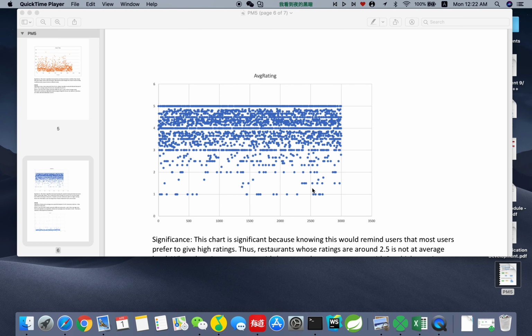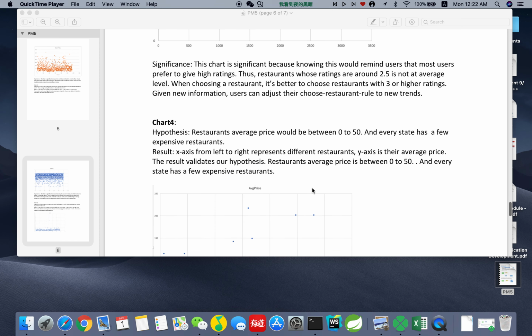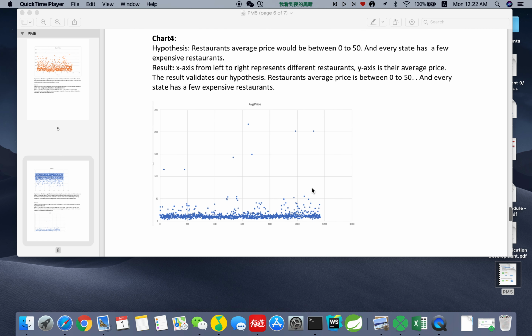Another chart I would like to introduce is chart 4. About this chart, our hypothesis is that restaurants' average price would be between 0 and 50, and every state has a few expensive restaurants and some cheap restaurants. The x-axis from left to right represents different restaurants, and the y-axis is their average price.